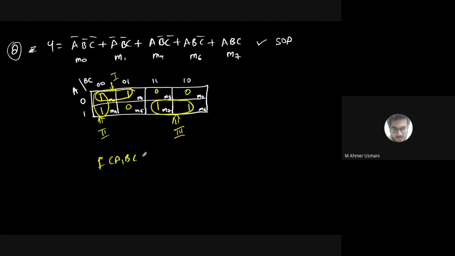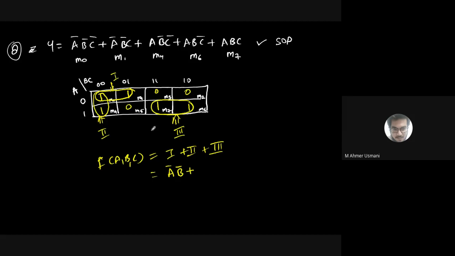So the function f of a comma b comma c is made up of how many groups? 1 plus 2 plus 3. Now tell me what is the value of 1 that you can get? 1 की value क्या आ रही है? A bar, B bar. What is common in 1? A is changing and the other is B. So दोनों 0 है, so it is A bar B bar. Good.